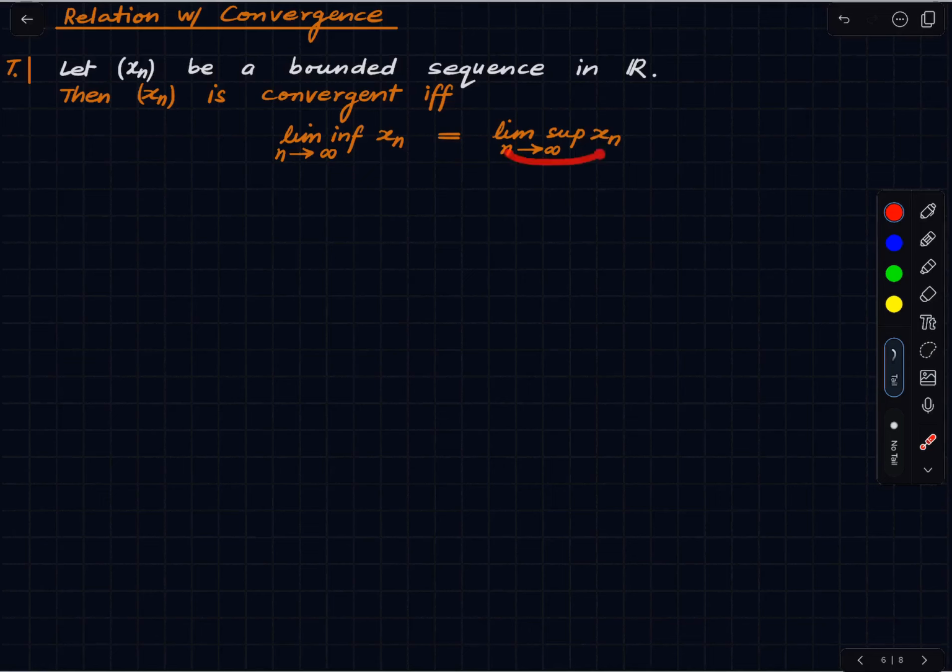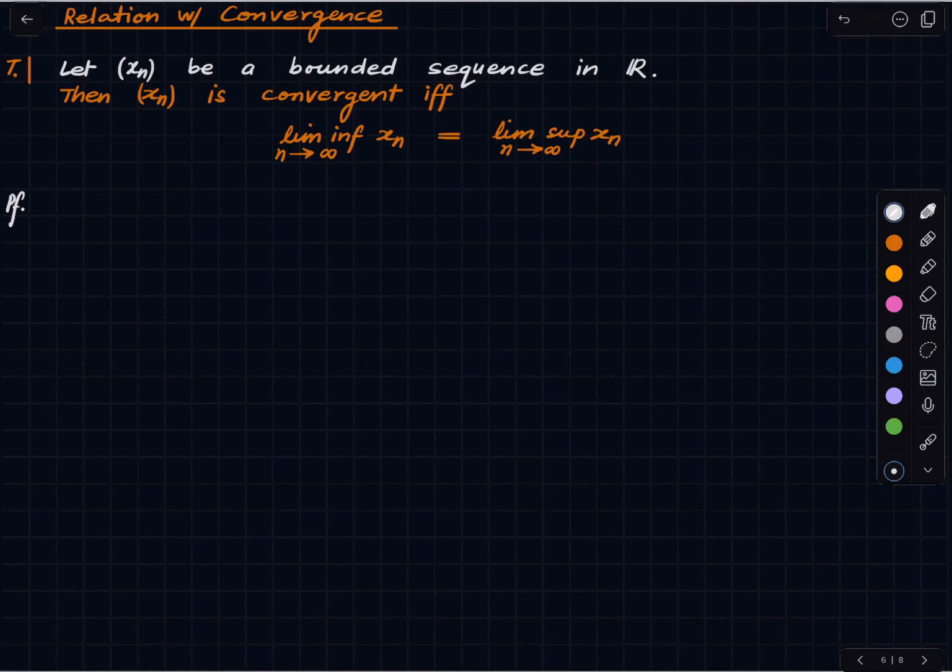So limit superior is one way to look at how far above the sequence goes, and this is one way to look at how far below the sequence goes, in some sense. And if those two values agree, the sequence is tamed at a particular value. I'm making some airy, philosophical kind of remarks. Okay, so let's prove it. It's not hard. It's basically an exercise.